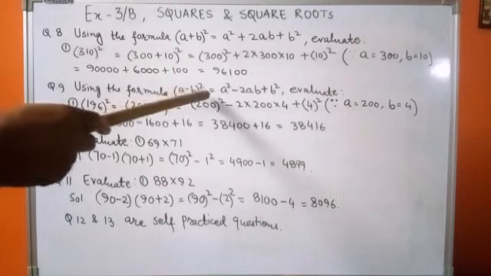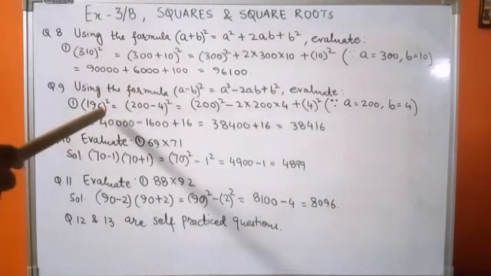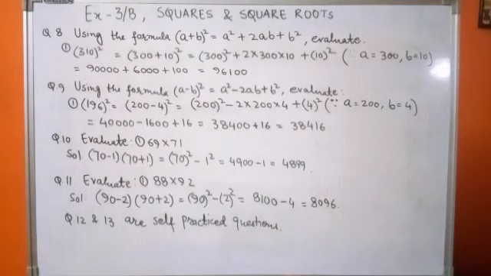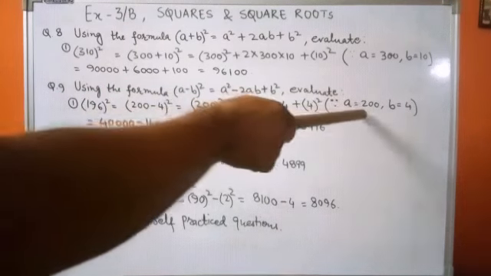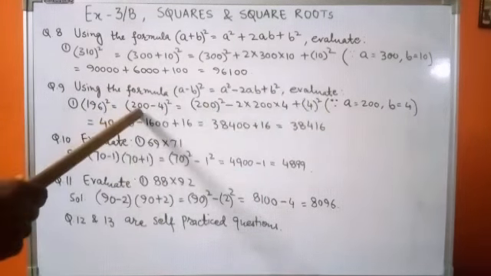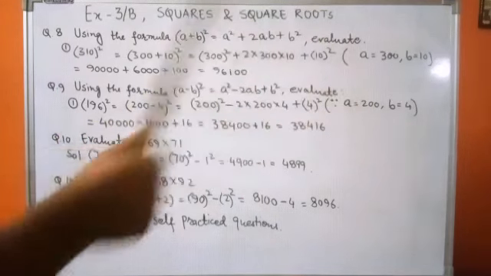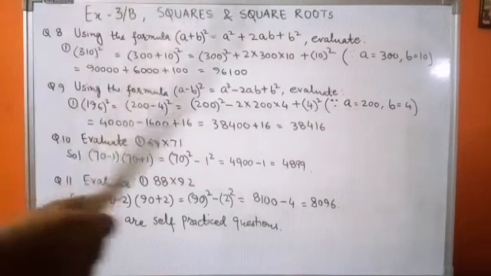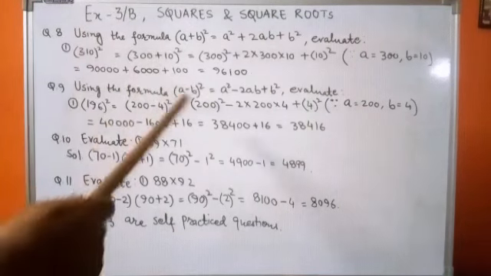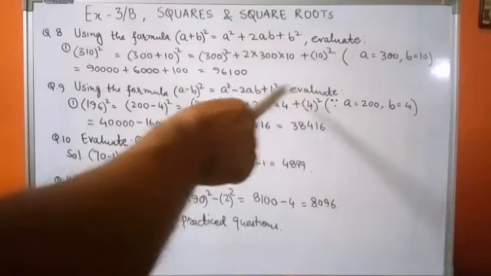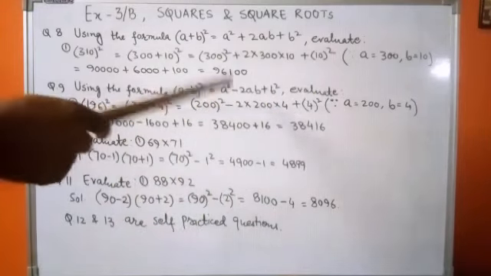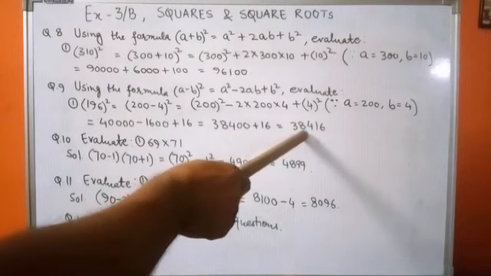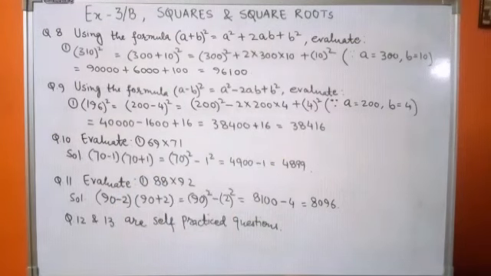Now question number 9. Using the formula a minus b whole square, we have to find out the value of 196 whole square or 196 square. Again, 196 is to be written in a minus b form, where 200 represents a and 4 represents b. Thereafter, when we substitute the values of a and b into this formula, we will get here 38,416.